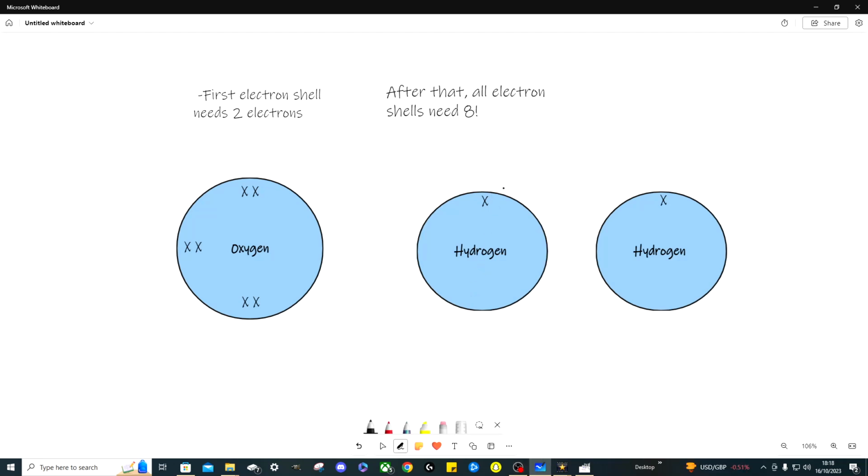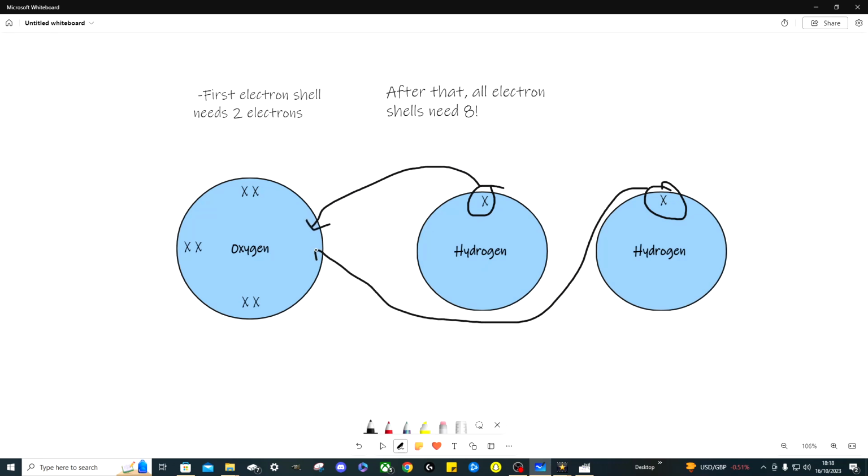What that means is these electrons here on our hydrogens are going to move over into the free space in the electron shell of the oxygen, creating a shared bond, which is very strong. Covalent bonds are very strong. They have no charge, which means most of the time the covalent bonds themselves won't break down in water, and you are not forming any ions when you form a covalent bond.